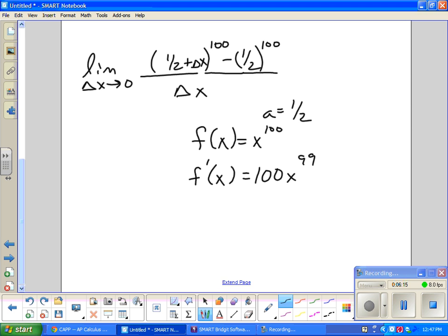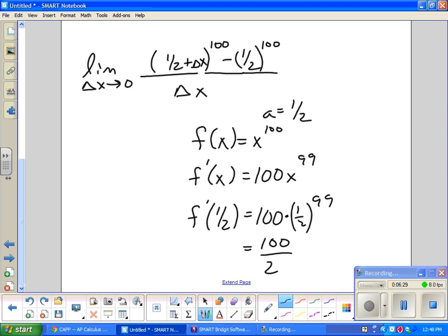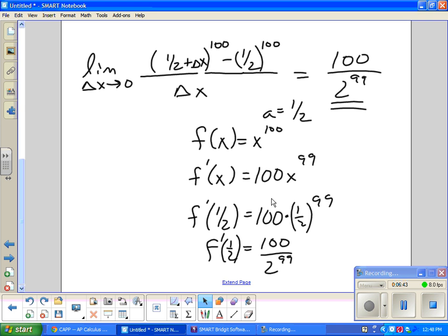And I'm not going to do this one out because f prime of a half is going to be 100 times the quantity 1/2 to the 99th power. And I would have an overflow error. Maybe it would be this way on the AP test. We should be able to see that the evaluation of that function is equal to 100 over 2 to the 99th power. Again, keep practicing using the limit laws. Quick review of calculating limits using the limit laws.